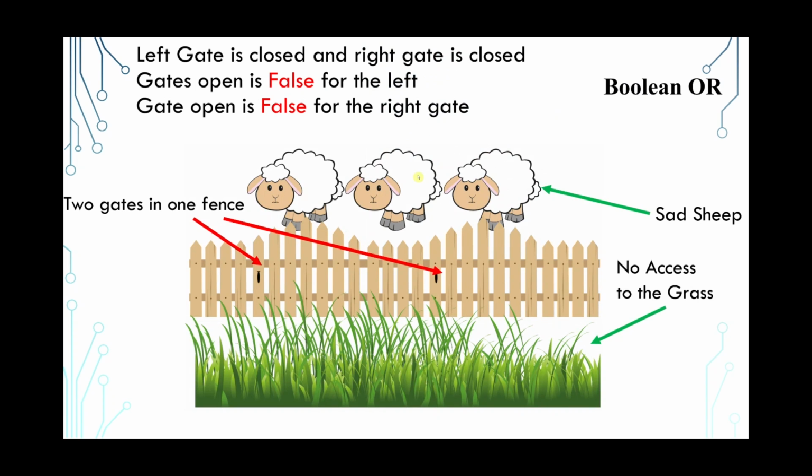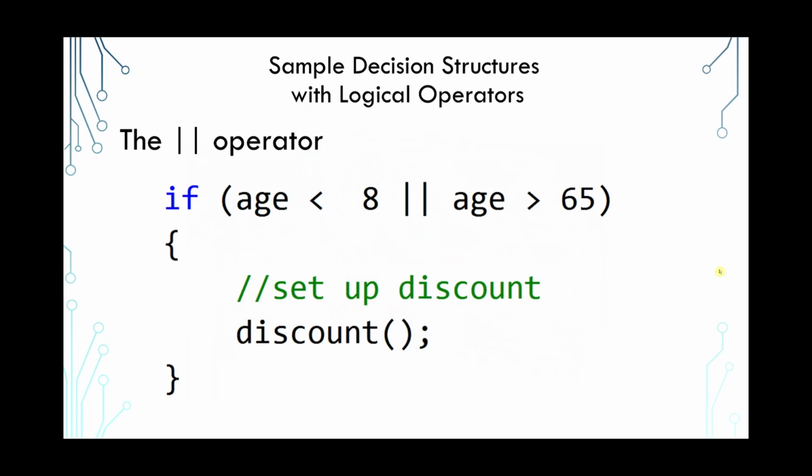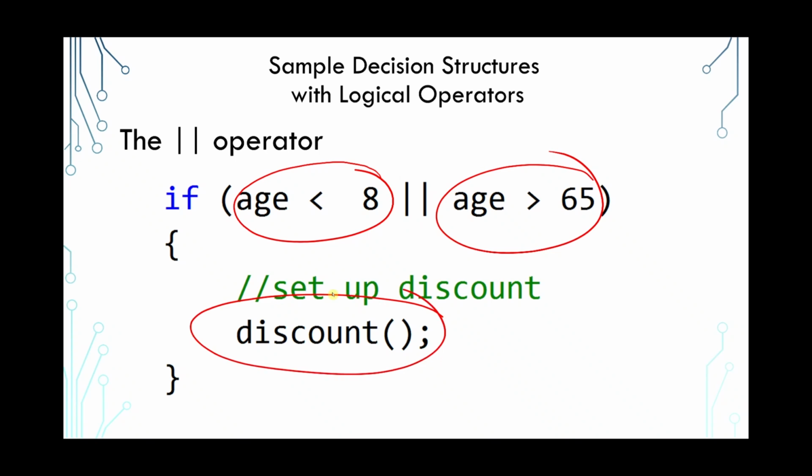So the Boolean or, as I showed you before, it needs at least one value to be true. If both values are false, like if both gates are not open in here, then you have sad sheep because they don't have access to the tasty grass, right? So here it is in an if statement. If age is less than 8 or is greater than 65, this person gets a discount.